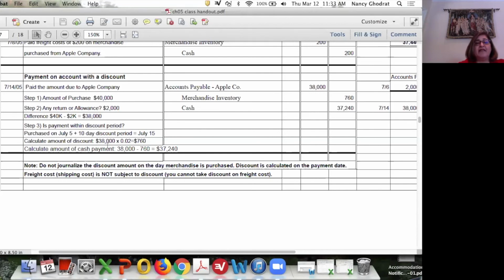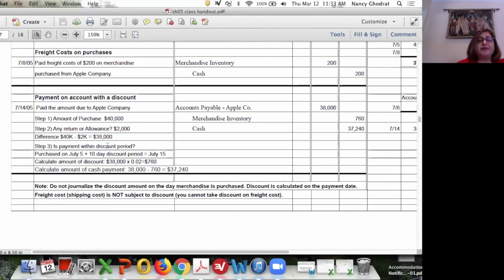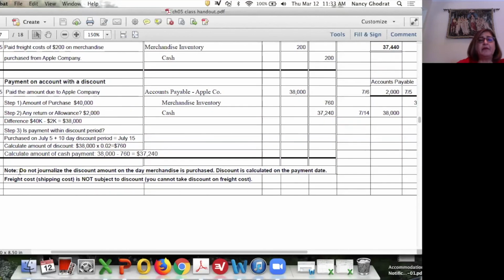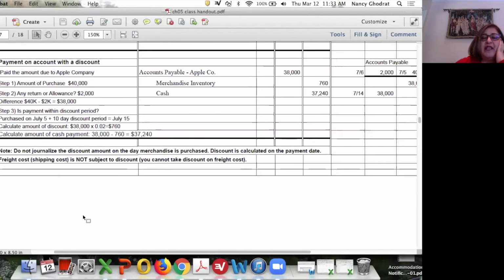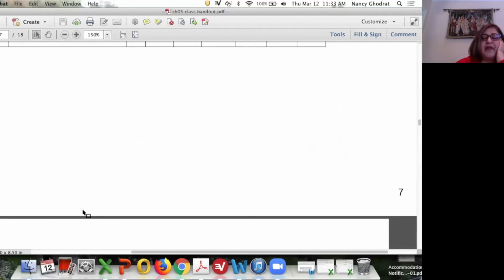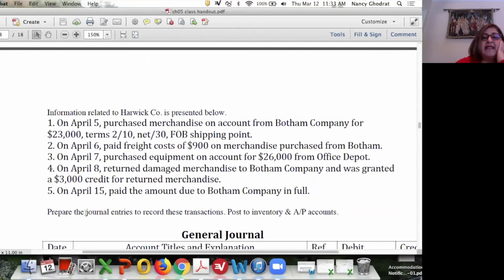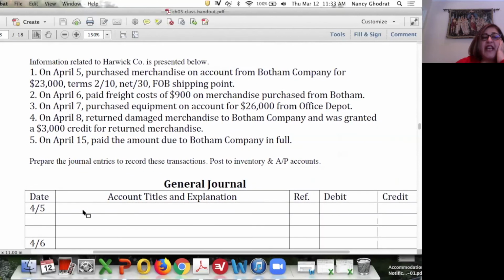Okay, so having this in front of you, and by the way, the note at the bottom tells you that you cannot take a discount on shipping cost. The discount is only on the purchase price minus returns and allowances. So use this page 7, and work on the next couple of transactions on page 8. There are 5 transactions on page 8.